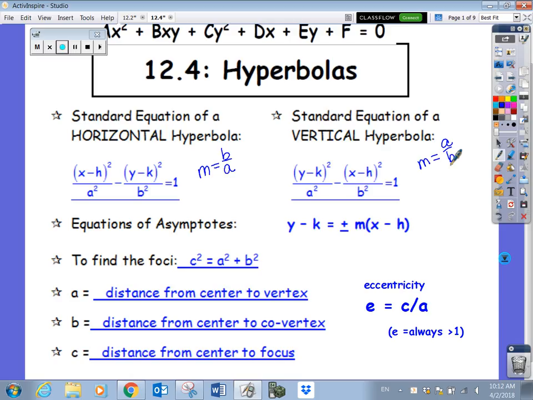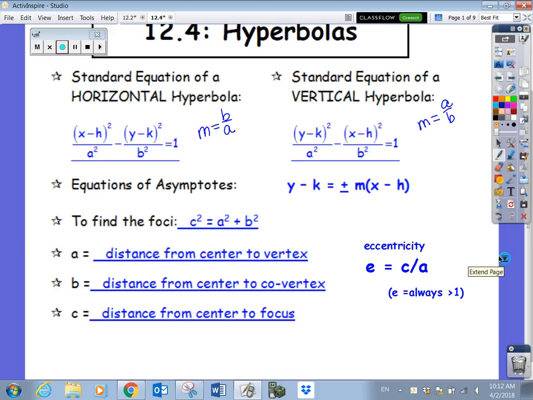Then we have the equation to find the foci. C squared equals a squared plus b squared. So the way I remember that with ellipses versus hyperbolas, it's c squared equals a squared b squared. But ellipses have a plus in between and we use a minus for the foci. Hyperbolas have a minus and we use a plus to find the foci. Okay, so that's how I remember it. I just remember that it's the opposite.